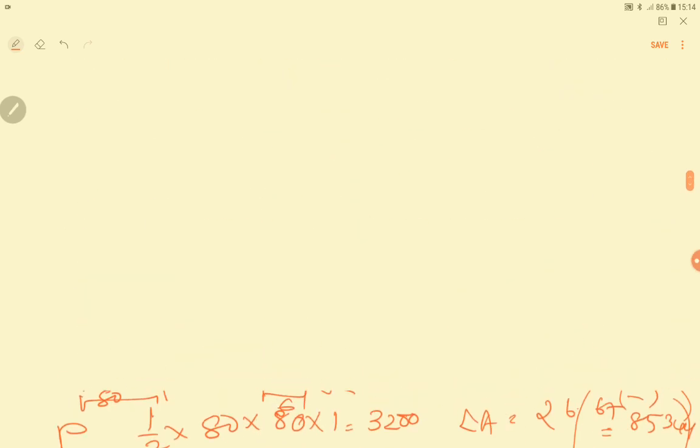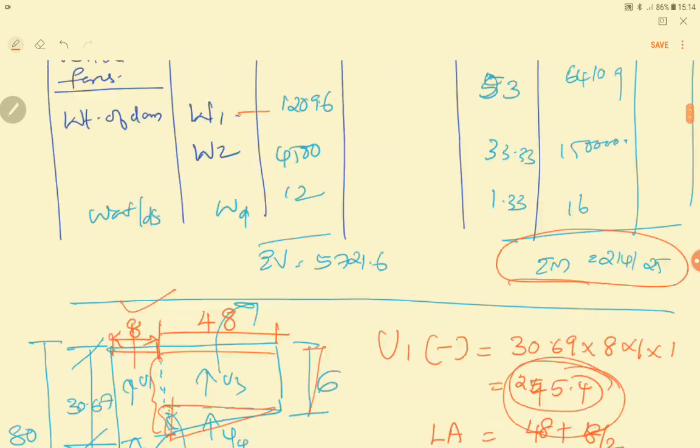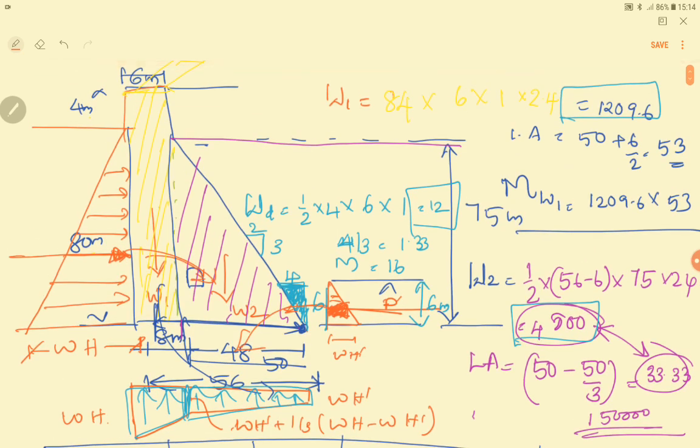So we will just go through it again. First, what you did was you had to find the value of x bar. To find the value of x bar, you have to find the value of sigma M and sigma V.